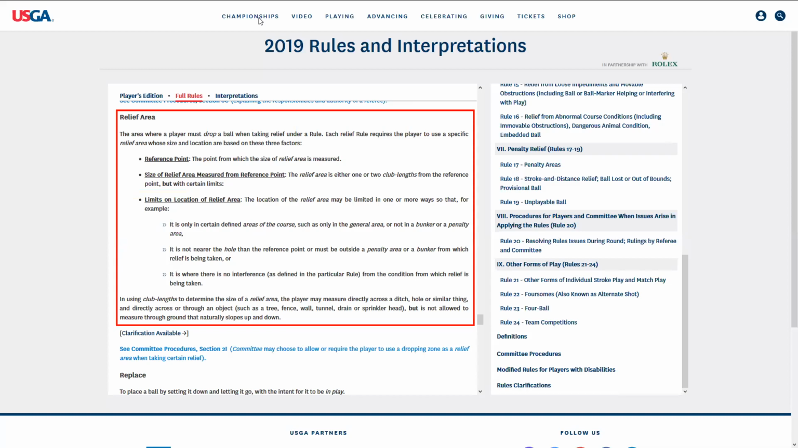So if your ball is on the top of a little hill, you can measure through the air to get a club length. If the ball is at the bottom of a hill, and it's a real sharp little hill, you can't measure through the hill to get one club length. So you can measure through air, but not through dirt. This was previously a rules decision. It's now part of the rules themselves.